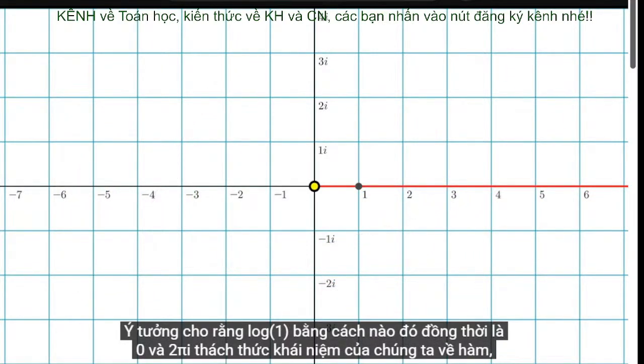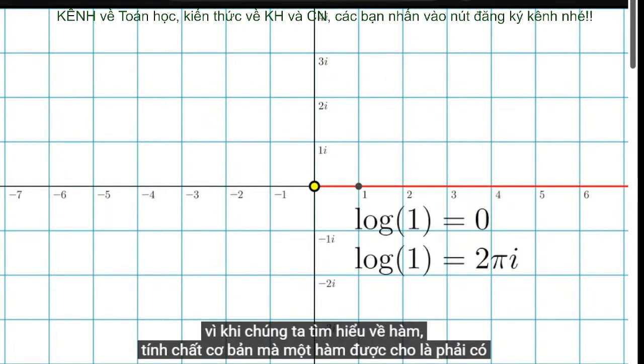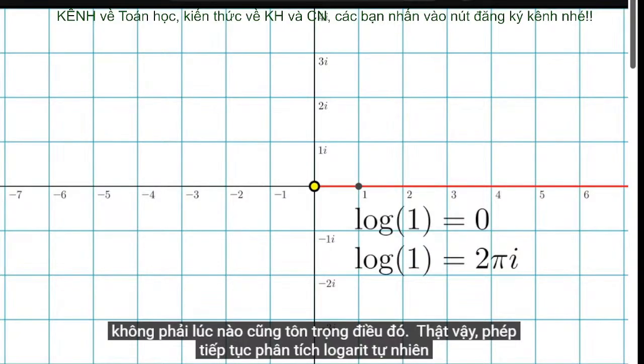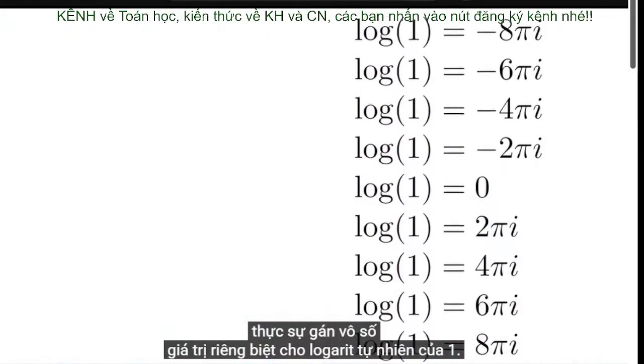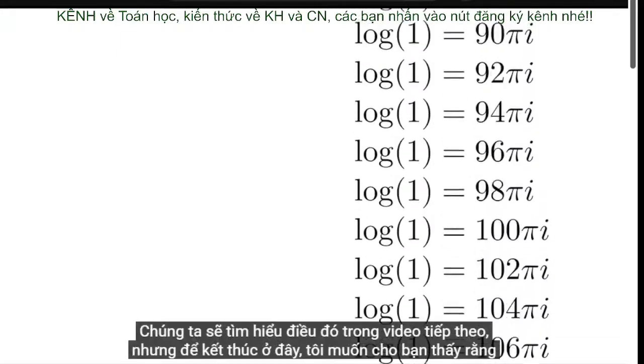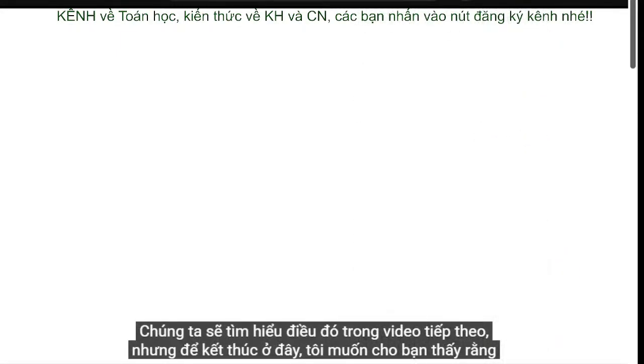The idea that the natural log of 1 is somehow simultaneously 0 and 2 pi i challenges our notion of a function, as when we learn about functions, the fundamental property a function is supposed to have is that every input has only one output. The thing we get out of analytic continuation, though, doesn't always respect that. Indeed, the analytic continuation of natural log actually assigns infinitely many distinct values to the natural log of 1. We'll make sense of that in the next video.